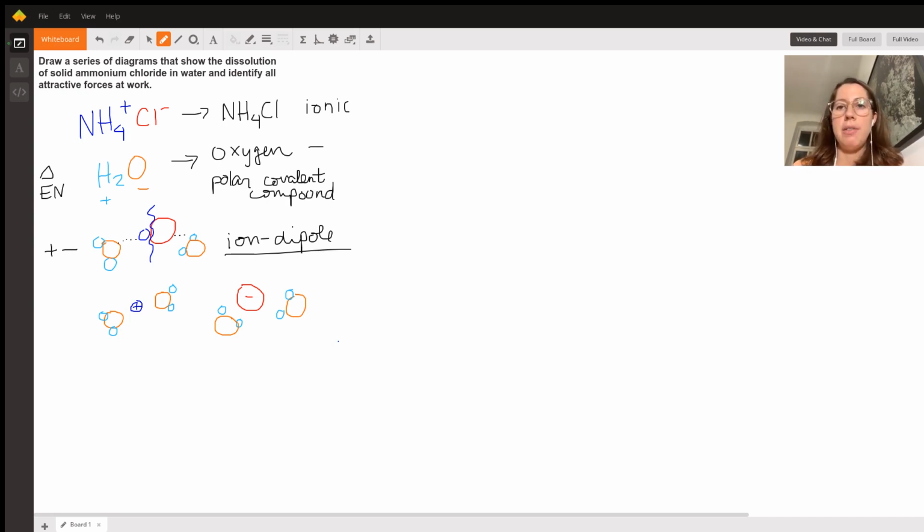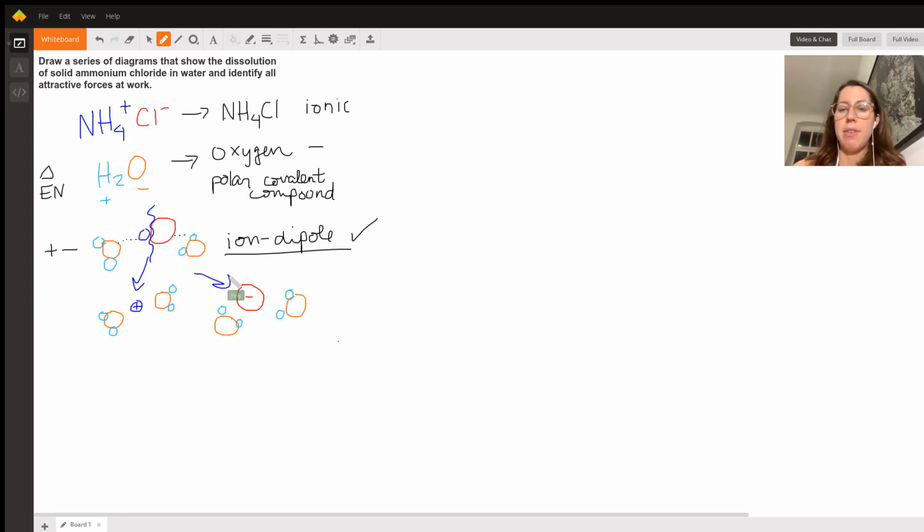So on either end of the ammonium chloride, we're going to have an ion-dipole attraction. But the water molecules are lining up in opposite ways, depending on whether it's ammonium or whether it's chloride. So ammonium chloride is held together by an ionic bond. Eventually, if those intermolecular ion-dipole forces are stronger, it's going to cause that ionic compound to break apart. And then it's going to separate into separate ions.